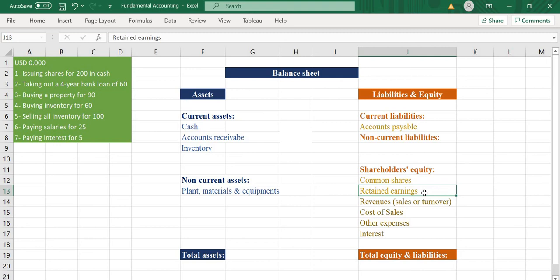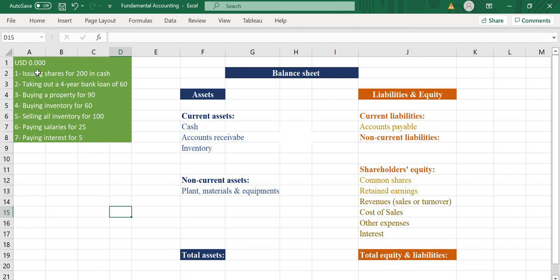To calculate the retained earnings, we are going to have revenues, which we also call sales or turnover, minus the cost of sales or cost of goods sold, minus other expenses and other interest, to calculate the company's retained earnings. Always, the company's total assets always equal total liabilities and total equity. So let's start.